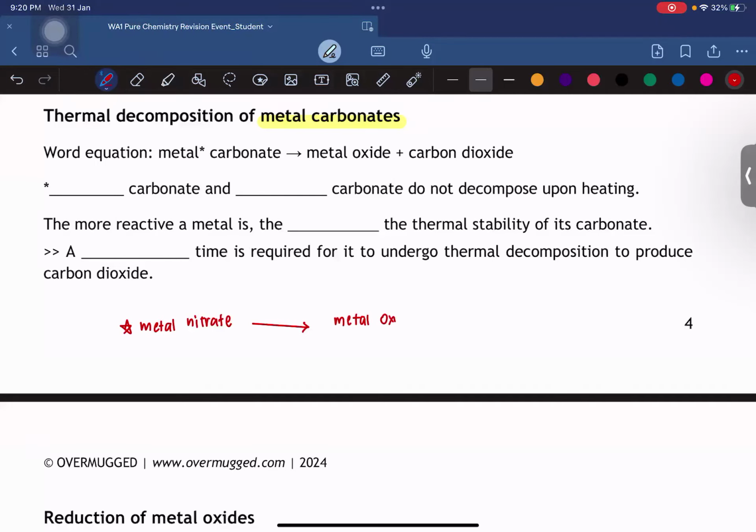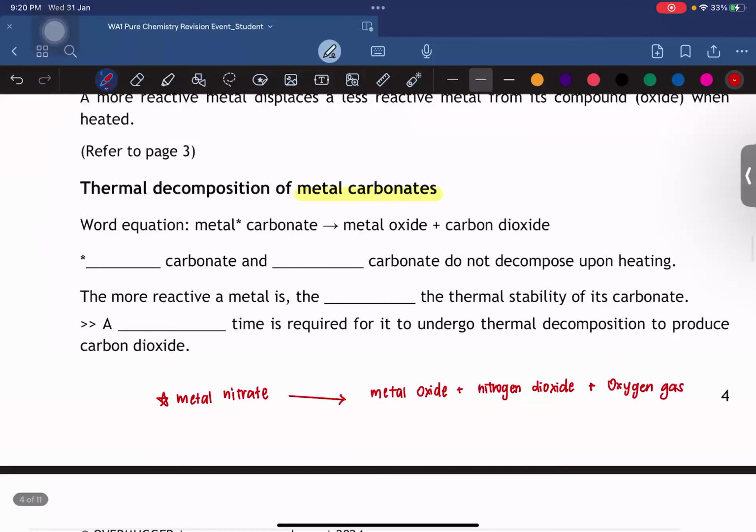Metal oxide, nitrogen dioxide, and oxygen gas. Okay, just an extension. I repeat, if it's a carbonate, it will form carbon dioxide and your metal oxide. If it's a nitrate, metal oxide, nitrogen dioxide, and an additional oxygen gas. Understand? Okay, just in case they do test you.